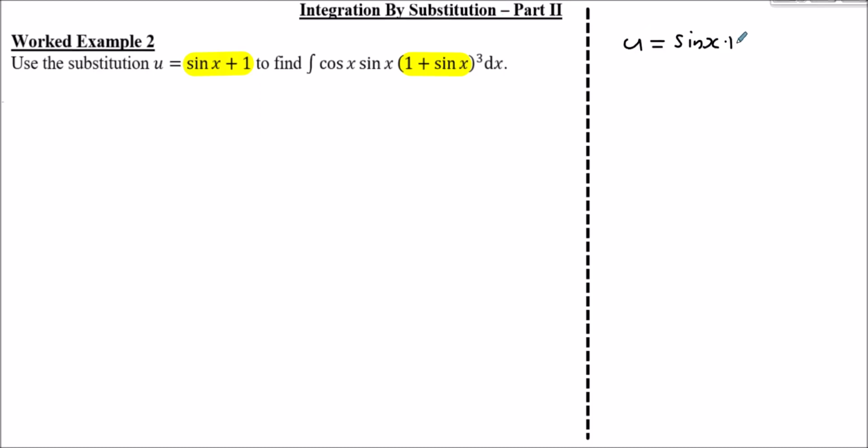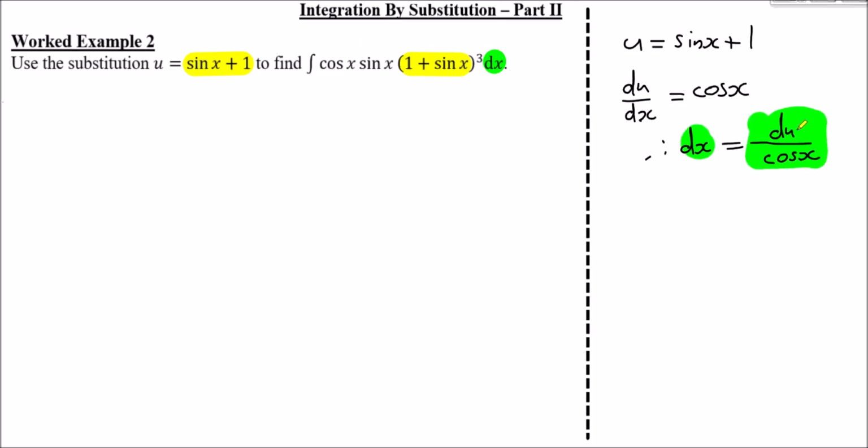So if we just say u is sine x plus 1, we can differentiate u with respect to x. 1 will vanish, sine differentiates to cos. So therefore, rearranging, dx becomes du all divided by cosine x. So dx, I can say, is du over cosine x. Then, to be fair, we're pretty much ready to get going, apart from, because you see this cos x on the bottom, that'll help to cancel that one. But that sine x is tricky. That sine x is going to remain.